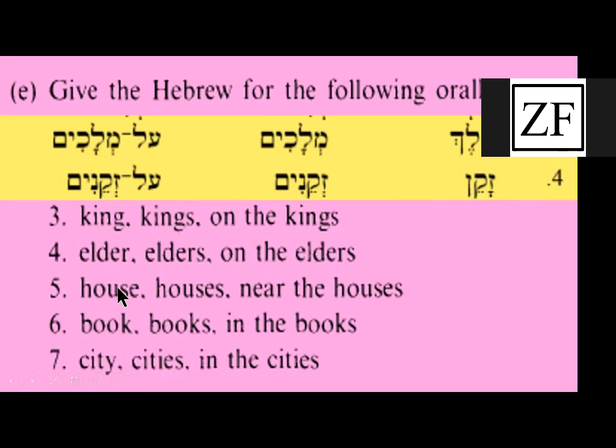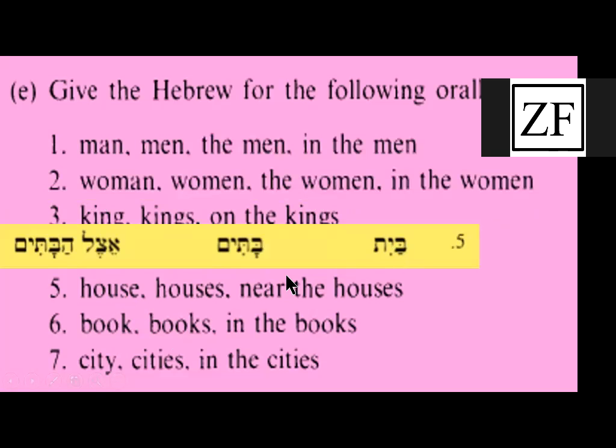Okay, the house, not the house. What's just house? Bayit. Perfect. Houses, plural, is an unusual one. It's not bayitim, it's batim. And near the house, near was etzel. So next, etzel habatim. Okay, etzel habayit would be near the house. This is near the houses.